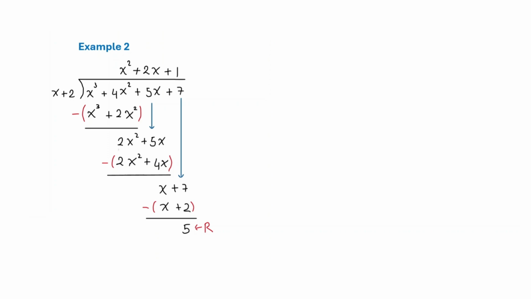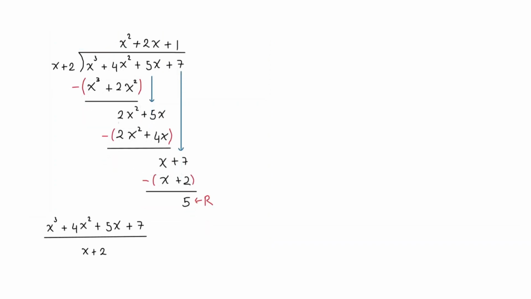This time we do have a remainder. The remainder is 5. So our result is x squared plus 2x plus 1 with a remainder of 5. When there is a remainder, we write it over the divisor. So the final answer is x squared plus 2x plus 1 plus 5 over x plus 2.